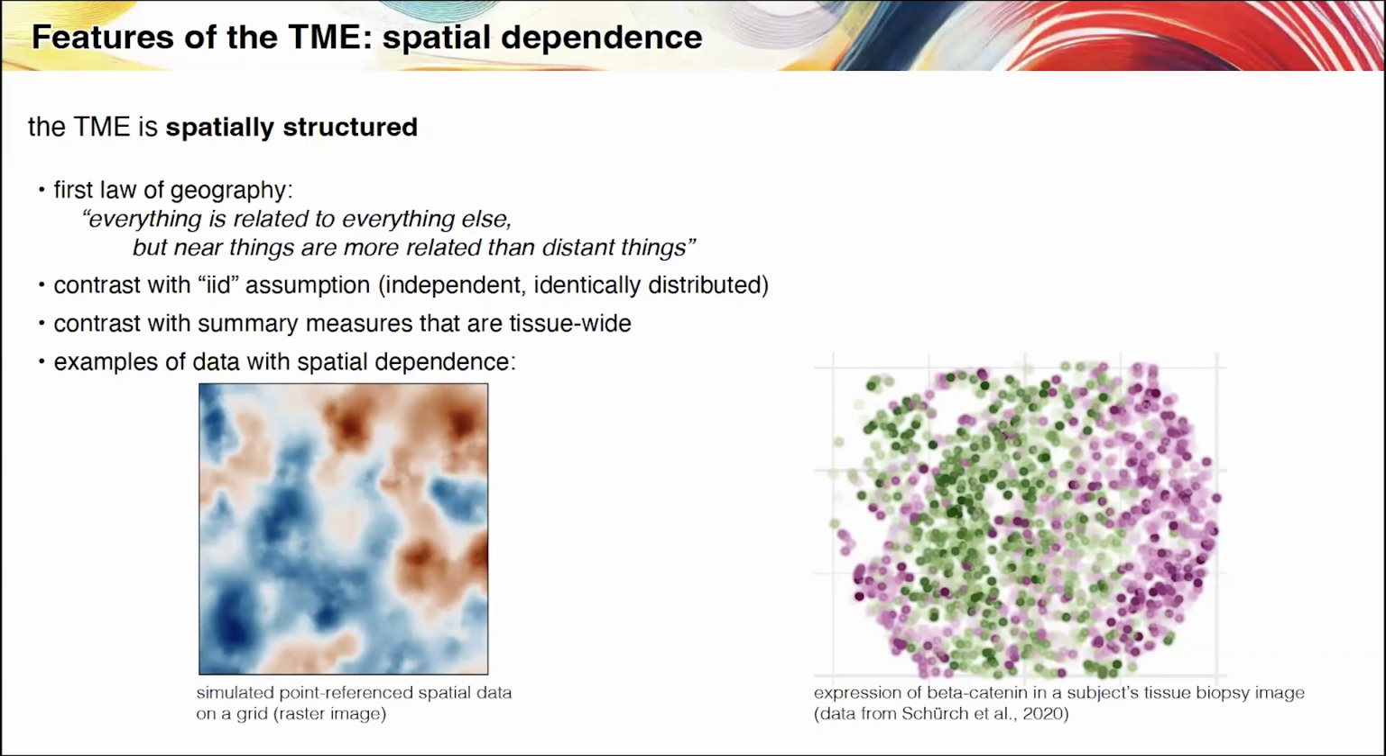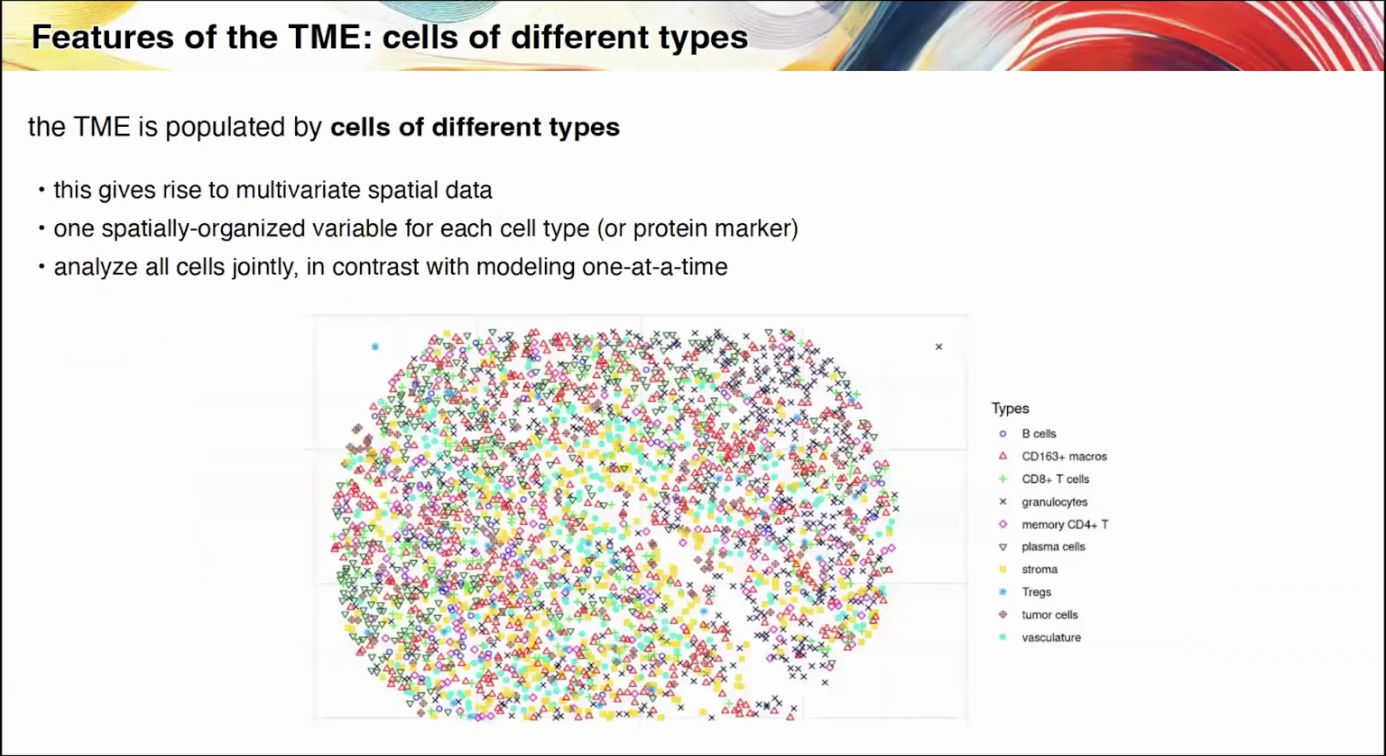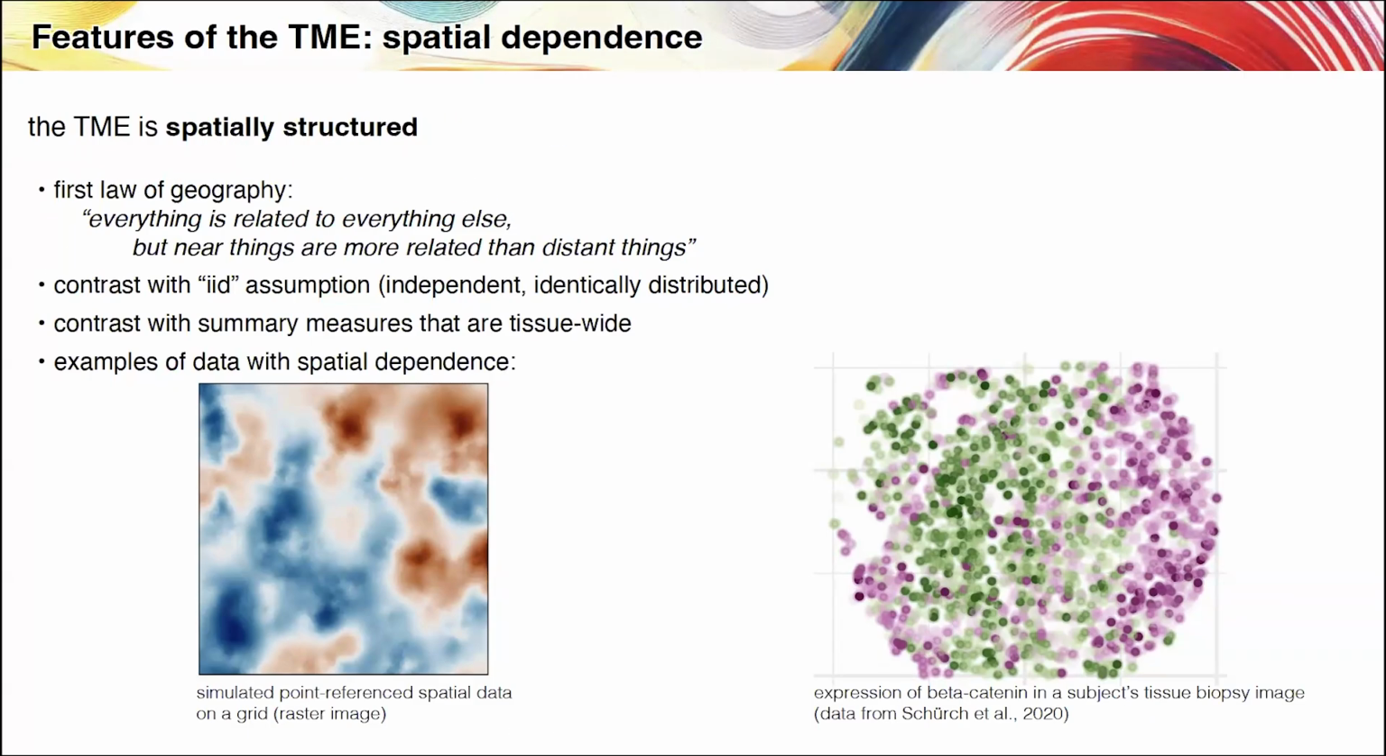We contrast this with an IID assumption, which you may be familiar with, which is essentially the idea that there's no relation between any of the pixels. So there would be no spatial structure, no pattern in space. In this other image, we see similar colors in similar locations in space, and if you go farther away, they're less related to each other.